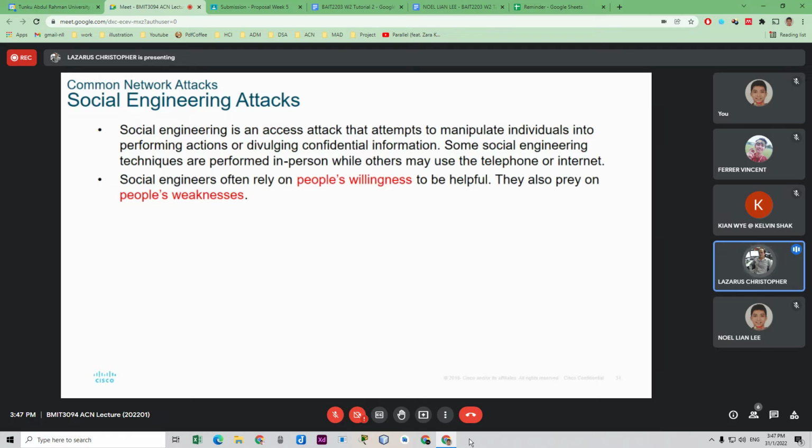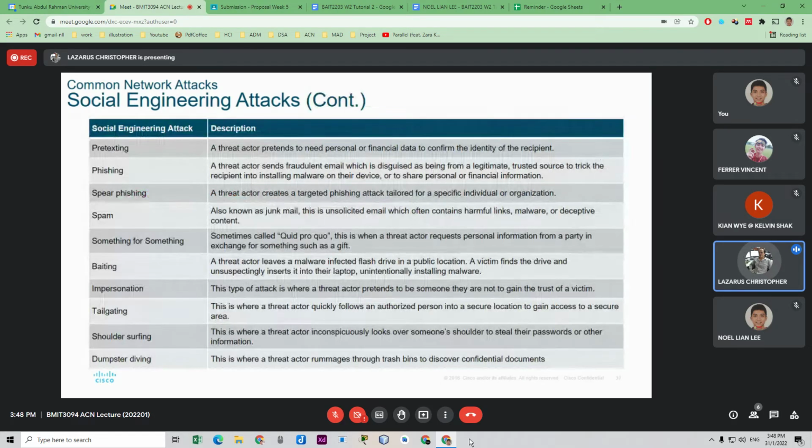So how to stop this kind of attack? Unfortunately, or fortunately, it's just training. You train your employees not to trust blindly. Maybe there is a proper procedure to gain access to the system. It cannot be done simply over the phone, or there must be a form to fill out. All these procedures must be put in place to prevent social engineering attacks.